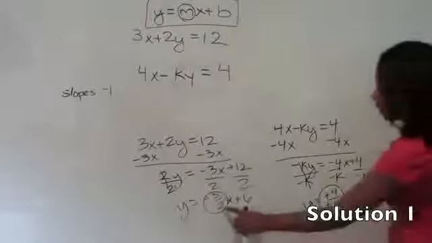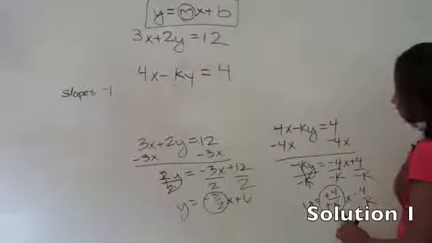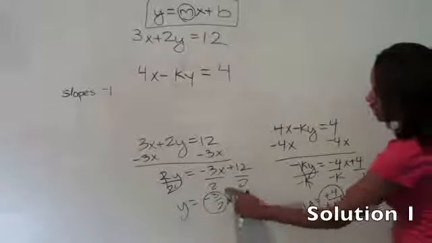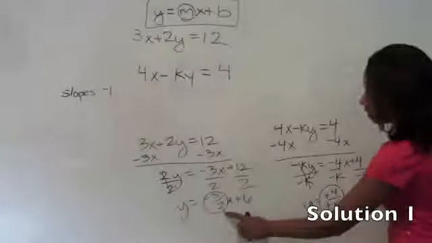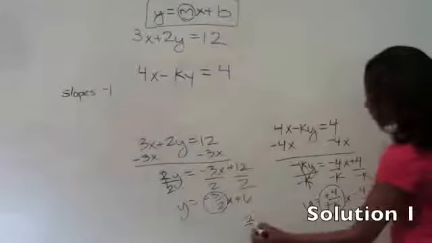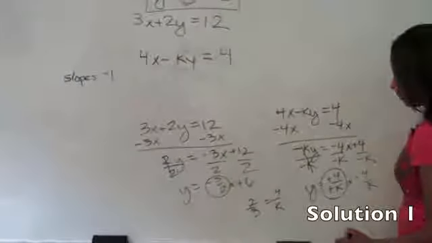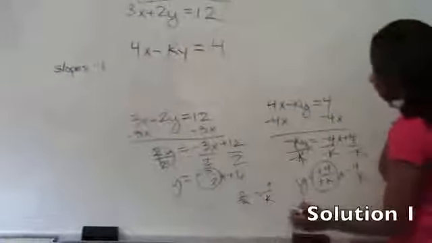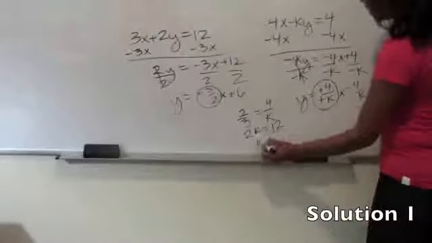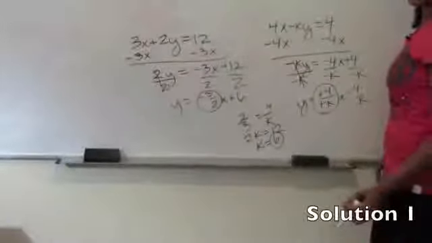So we want to compare -3/2 to 4 over k, and one needs to be the negative reciprocal of the other. If this slope is -3/2, its negative reciprocal is +2/3. So +2/3 is what 4 over k must be. We can cross multiply here. We get 2k equals 12, and then k equals 6. So k has to be 6, so the answer choice is E.